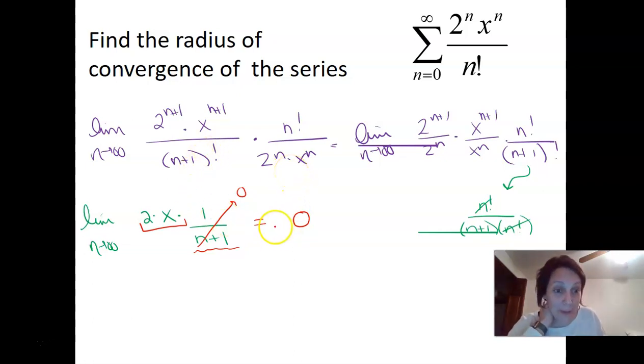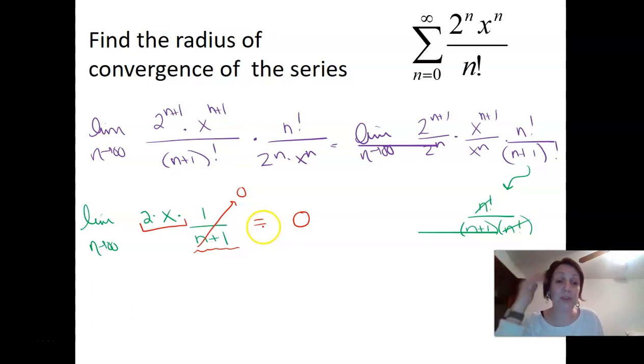And I want you to remember what that means. 2 things. The ratio test says, as long as your result is less than 1, you have convergence. So the fact that we got a 0, just a 0, that's less than 1. Do we have convergence? And the answer is yes, we do.